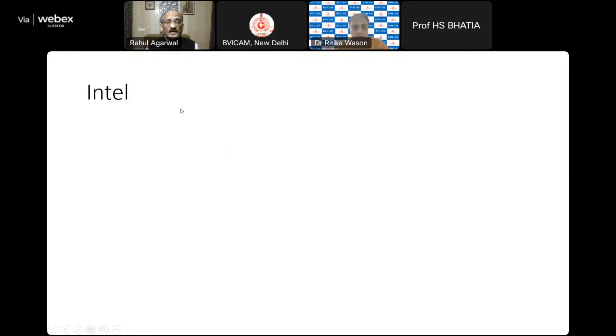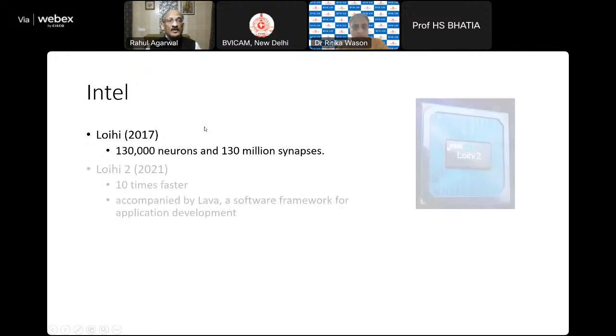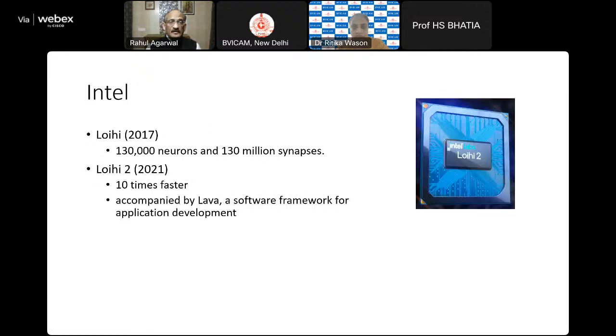Intel is another big player. They introduced a processor called Loihi in 2017, and it has 130,000 neurons and 130 million synapses. In 2021, they introduced the next version, Loihi 2, which is 10 times faster than the previous one. It is also accompanied by a software framework called Lava, which allows you to develop applications on this processor. Then they introduced an 8-chip Loihi 2 board in 2022.